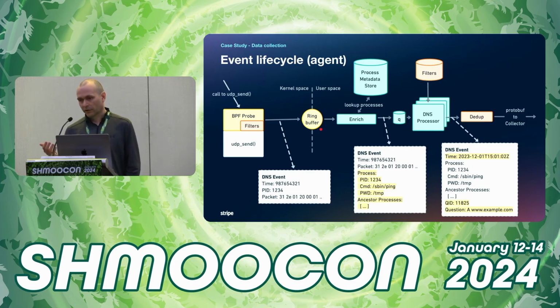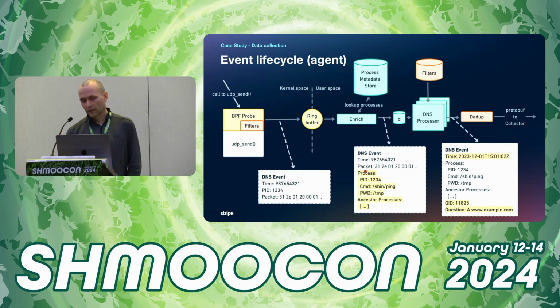But we have this raw data. Now we need to do something with it. The first thing that happens is enrichment, meaning we attach process information about this event, meaning the process that did it plus all the ancestors to it. All of this, you can see it there in the middle in the white box. So now we have still raw DNS data, but we know where it came from.